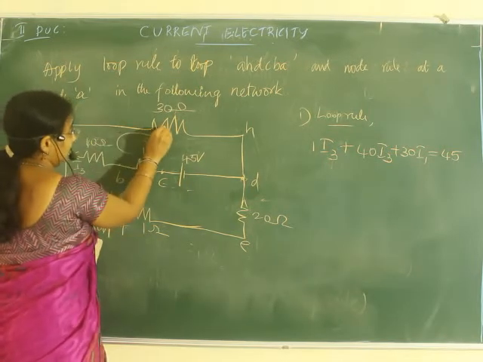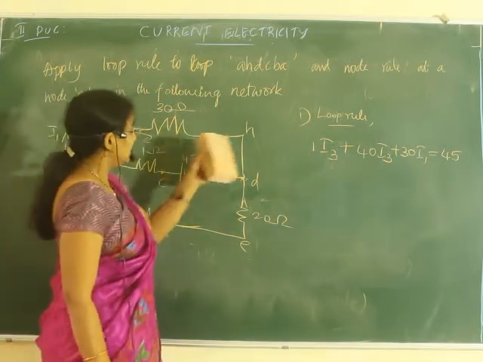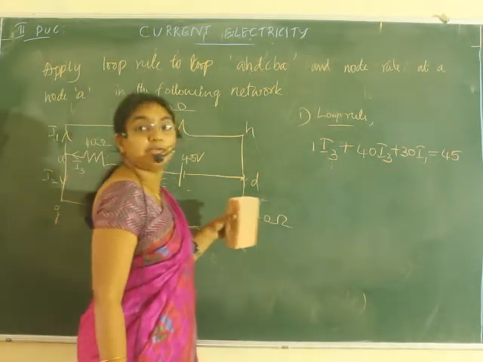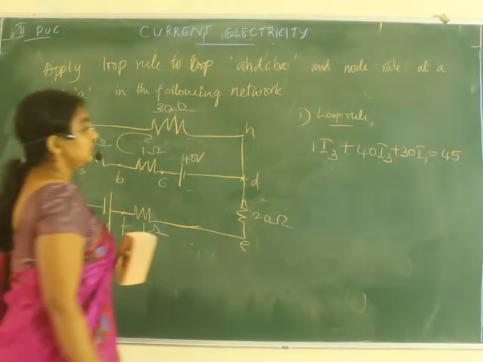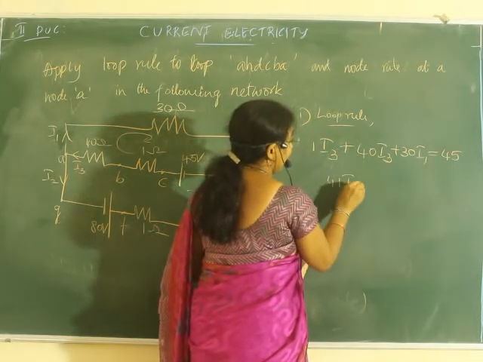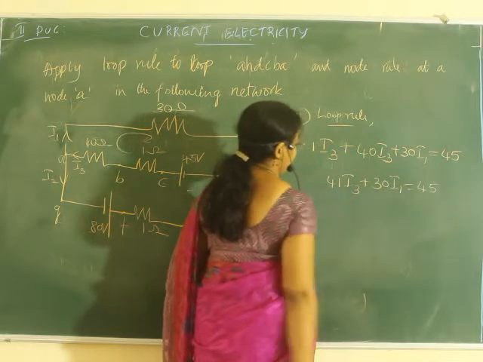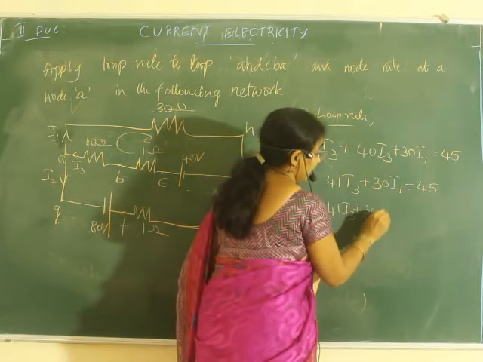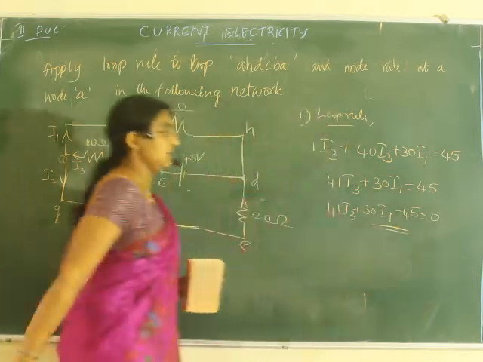Same direction in this one also. 30 into, what is the current here? I1. 30 into I1. Then no resistors. Directly we will get one cell. So is equal to 45. Understood? So 1 plus 40 I can add. This I3 is I3. So 41 I3 plus 30 I1 is equal to 45. Or 41 I3 plus 30 I1 minus 45 is equal to 0.